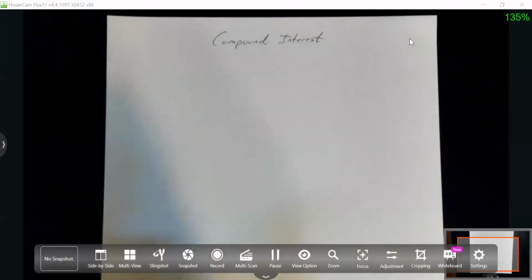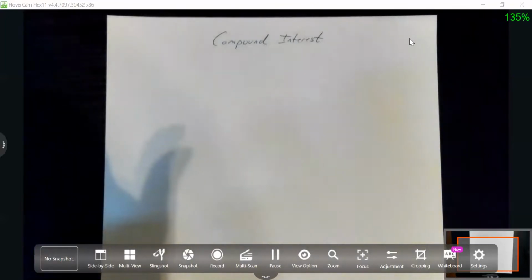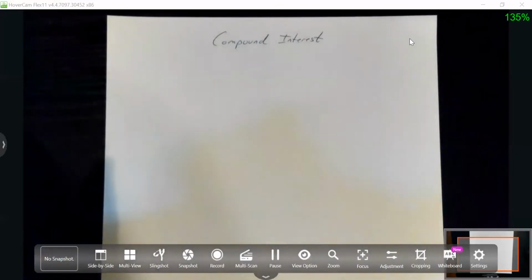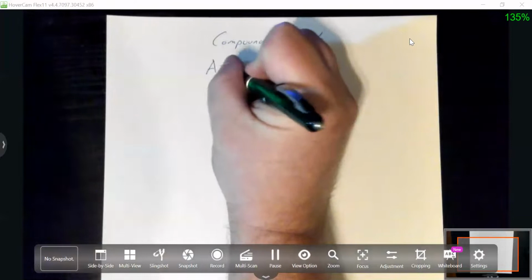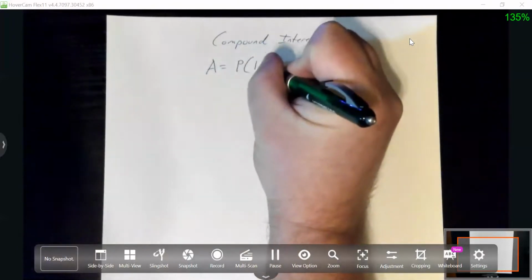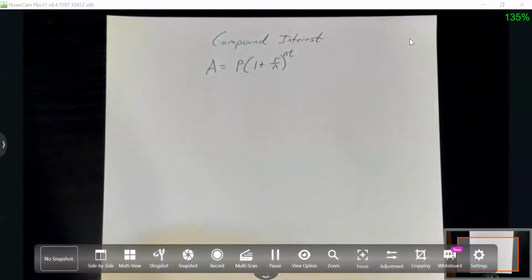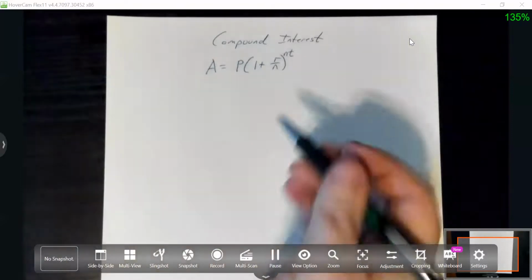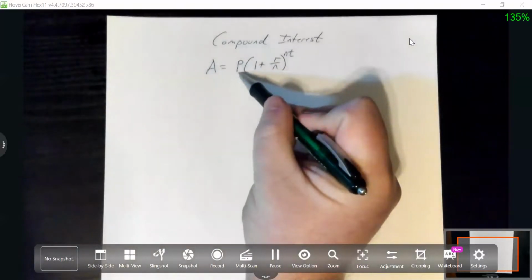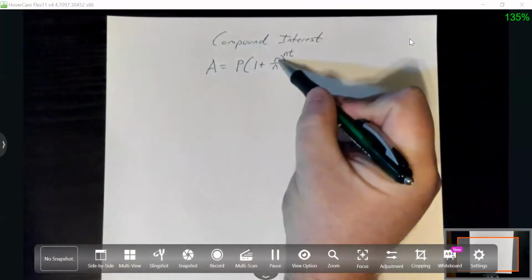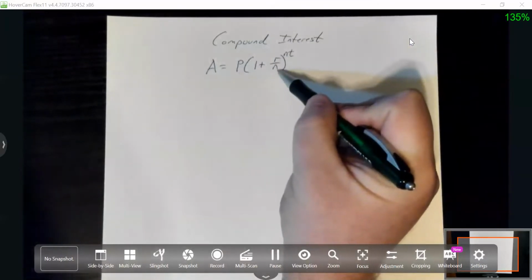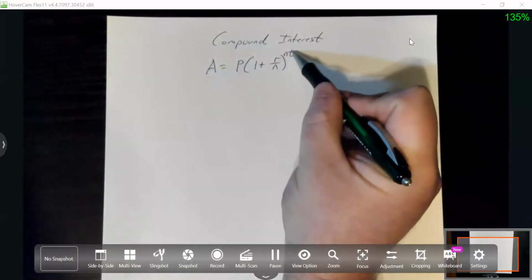The difference between compound interest and simple interest is that with compound interest, whenever they calculate how much interest there was, they immediately add it back into the amount, and that lets it grow faster. Our basic formula for compound interest is A equals P times (1 plus R over N) raised to the NT, where P is the principal, the initial amount, R is the interest rate as a decimal, N is how many times it's compounded per year, and T is the number of years.